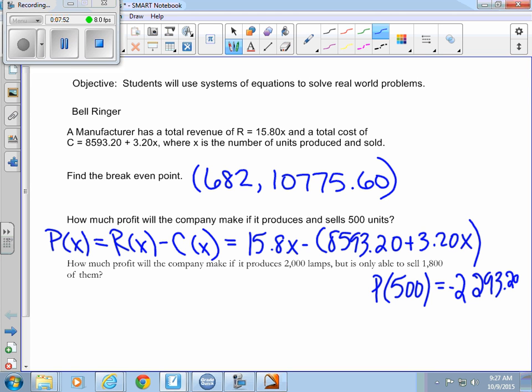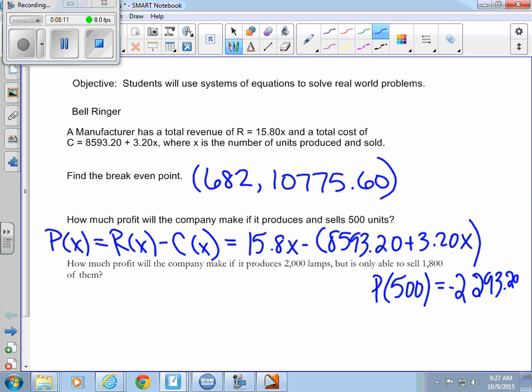Now, just for fun, you might check out a bigger number. If you were to do 1,000 units, you'll notice they become profitable. In fact, after they sell 682, right? So 683, as soon as they're selling that much, they're becoming profitable. But they have to sell more than 682.